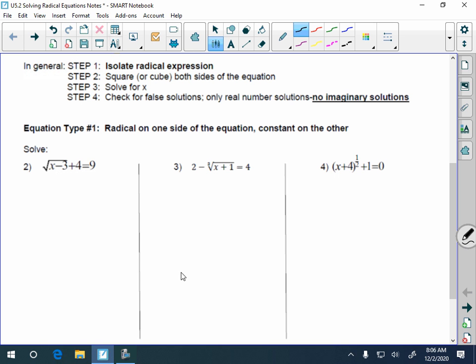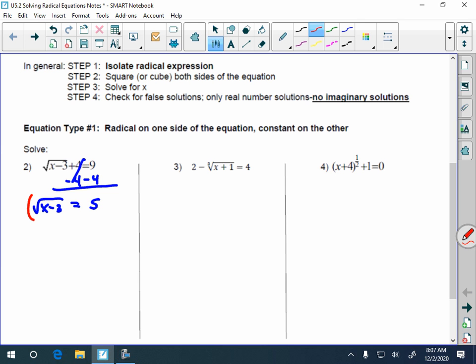All right, so let's do number 2. So we have to isolate the radical. So we have that square root of x minus 3, and then the plus 4 is on the outside, but it's on the same side as the radical. So we want to isolate the radical. So we're going to subtract 4 over first. So the square root of x minus 3 is equal to 9 minus 4, which is 5.